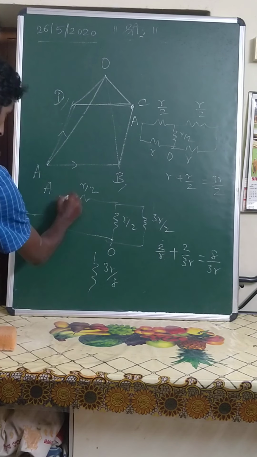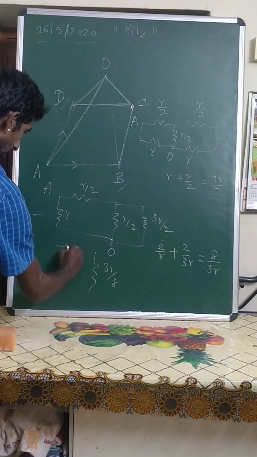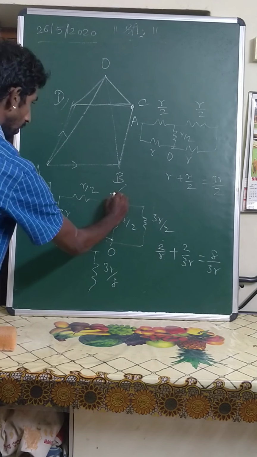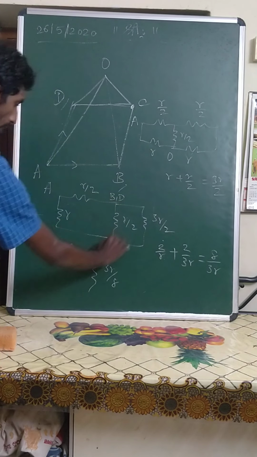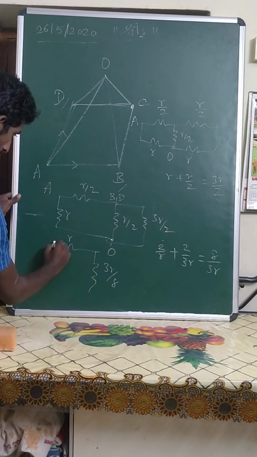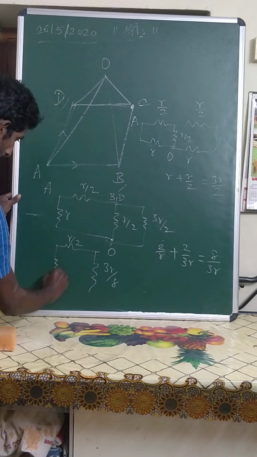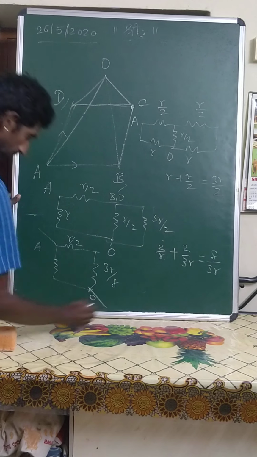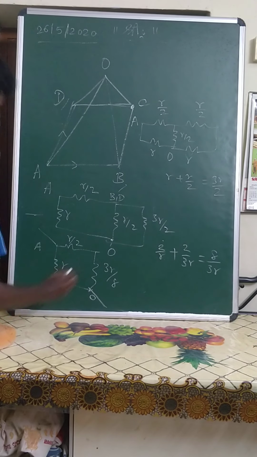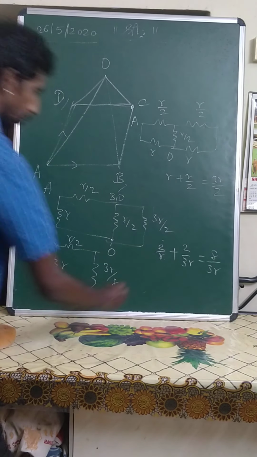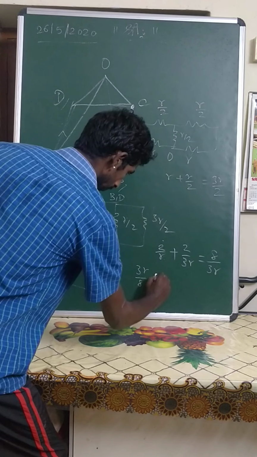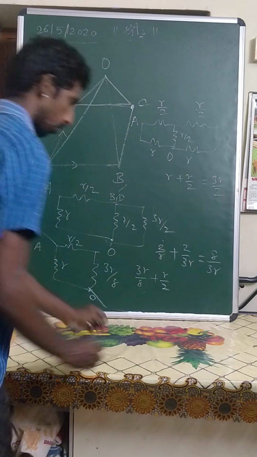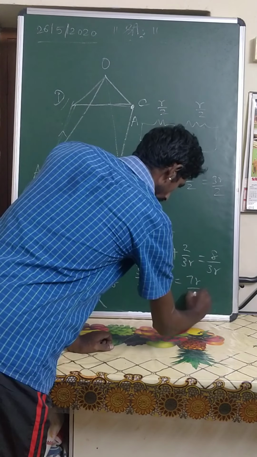And this is in A. So A is in series. That is this A to B, D, I think. These two are in series now. So this is R by 2, and this is O, this is A, 2 points. Okay. So this is R, I know. 3R by 8 plus R by 2. So this is 4 times, so it will be 7R by 8.